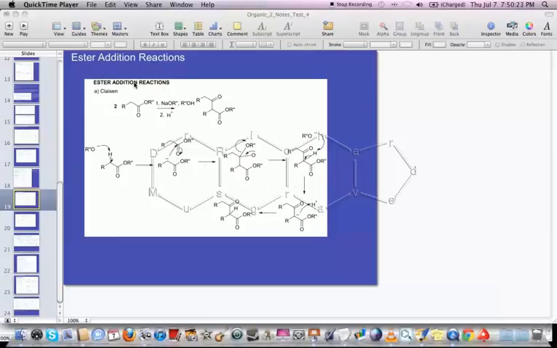I'd now like to talk about the Claisen reaction. In the aldol reaction, we were using an aldehyde and ketone as the reactants. Now with the Claisen reaction, we're using esters as the reactants. When we do a Claisen reaction, we have two equivalents of the same ester, and we end up with a beta-keto ester as a product. All right, let me show you the mechanism for this.